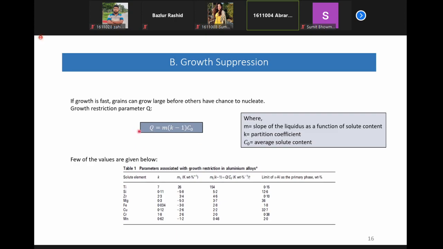In Campbell, they devised this restriction parameter called Q equals m(k − 1)C0, where k is the partition coefficient, C0 is the average solute content at the separation front, and m is the slope of the liquidus.